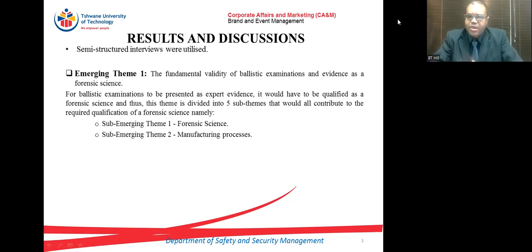Sub-emerging theme 2, manufacturing processes. During the study, it was established that various researchers have explained the different manufacturing processes involved in firearm parts. Sub-emerging theme 3, the fundamentals of ballistics.